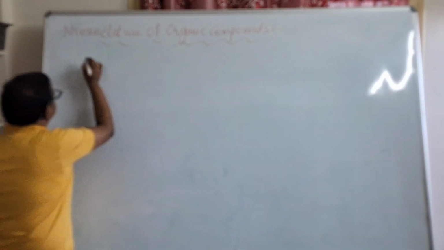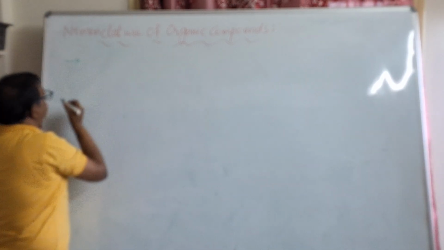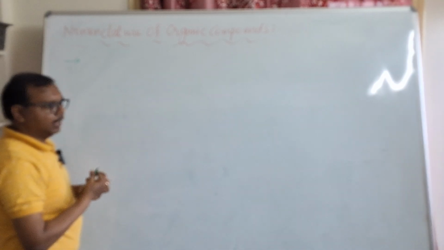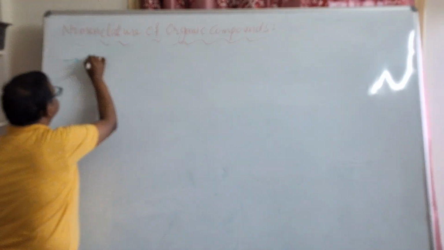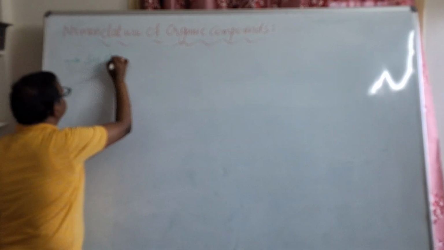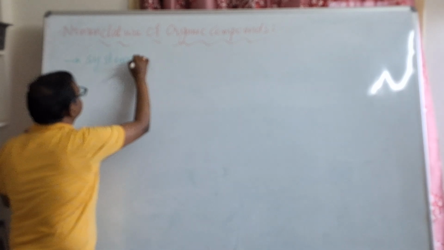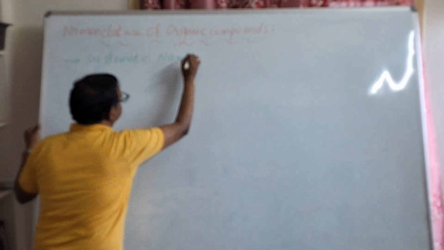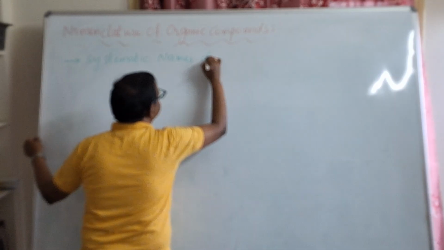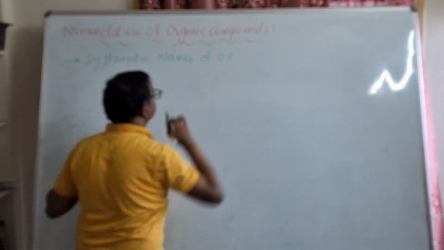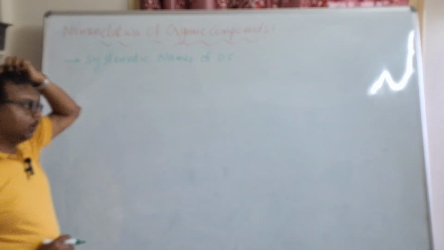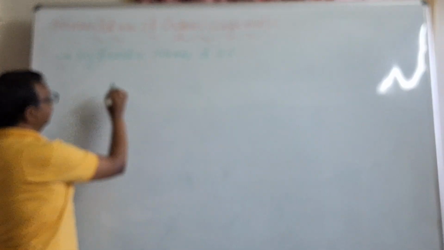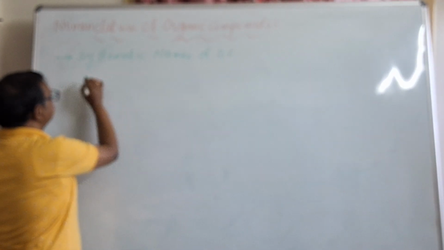You require the systematic name of an organic compound. We can write here: systematic names of organic compounds. In order to write the names, there are two types of systems.